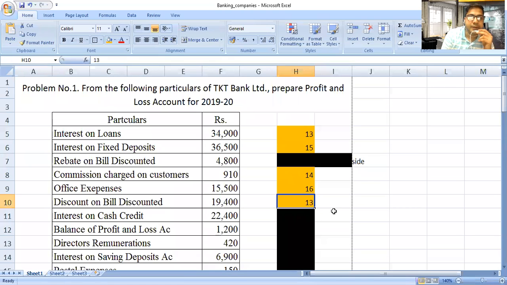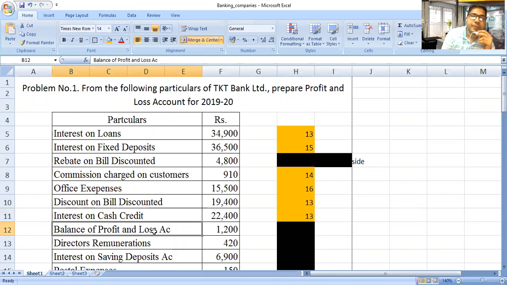Points you have to keep in mind. Discount on bill discounted is the income of the bank. Schedule number 13, interest on cash credit. The bank provided cash credit to the customer and receives the interest. It is schedule 13.